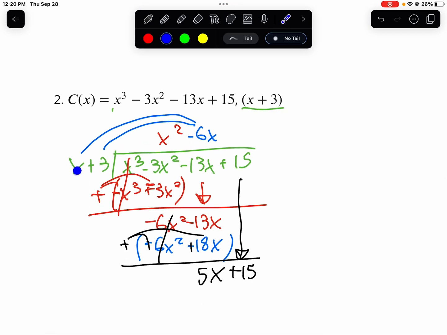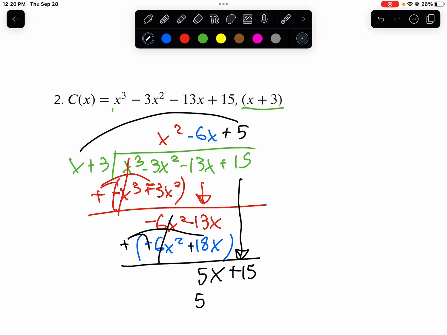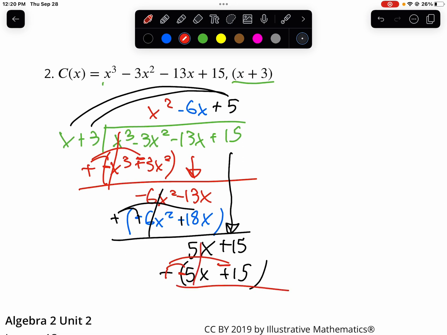What do we multiply x by to get 5x? We're going to have to multiply by 5. So plus 5, 5 times x is 5x squared. 5 times 3 is 15. And we have to change both of these signs. We have to subtract them both. So we're going to go through and subtract, and when we do it, we get 0 and 0, which means it's going to be a factor.